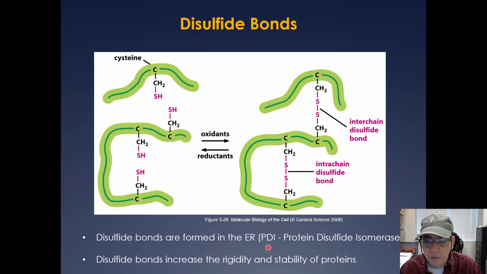The enzyme that forms these disulfides in the endoplasmic reticulum is a protein called PDI, and we'll see PDI come up again, and I'll remind you of it when we get to the secretory pathway, in the third half of the course. And one of the things with these disulfide bonds is they increase the rigidity and help to stabilize protein structures.